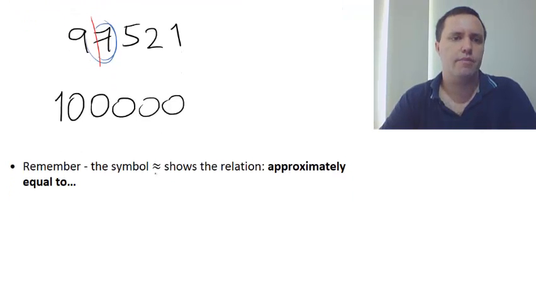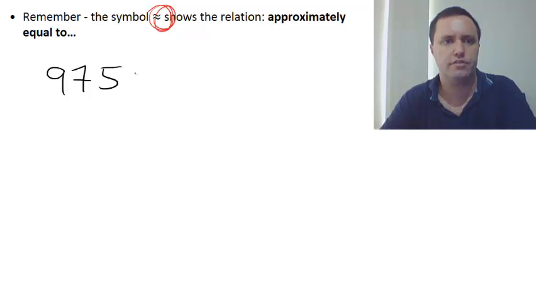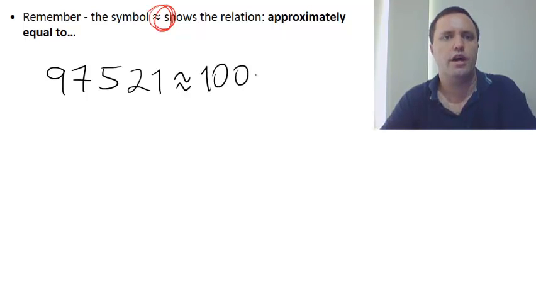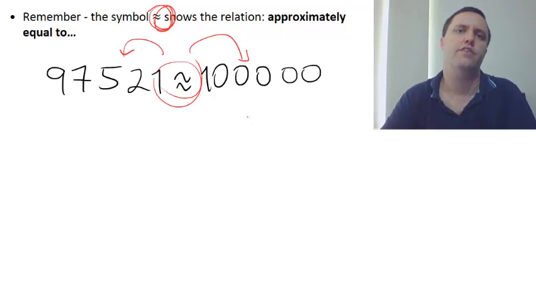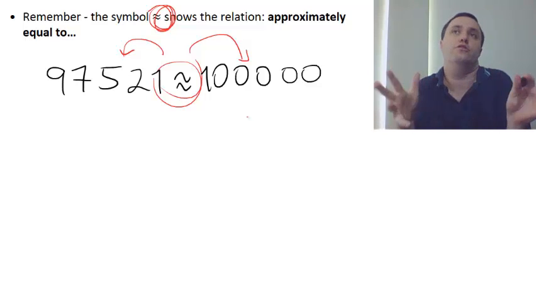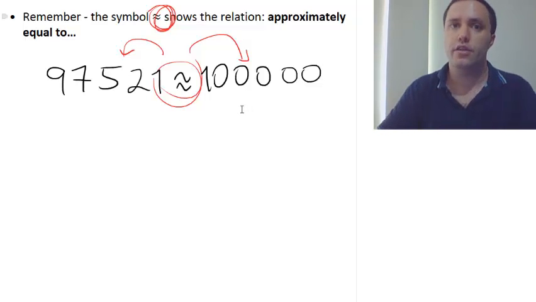Now remember this new symbol with our relational symbols. This one here shows a relation, approximately equal to. So we should be writing from before 97,521 is approximately equal to 100,000. This means the value on this side is kind of the same as the value on this side. Approximately equal to, close to it, a little bit of error there, but within the margins that are acceptable and stipulated by the problem we're looking at.